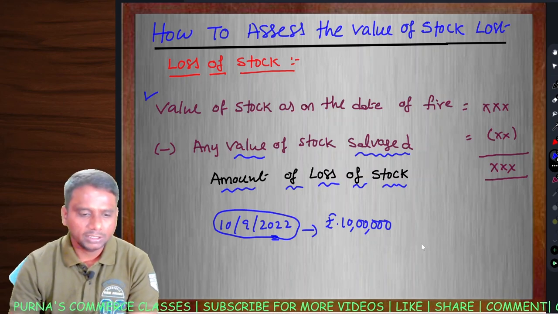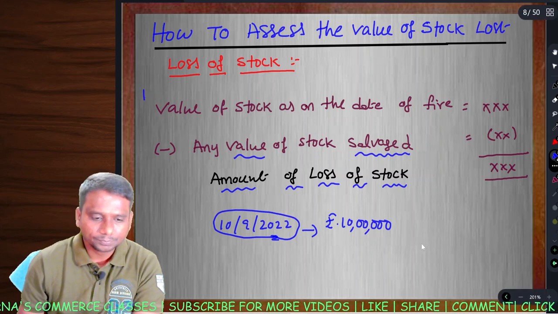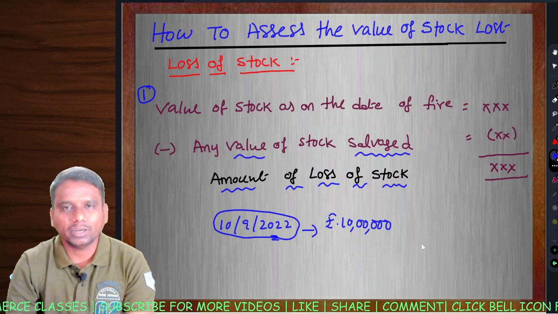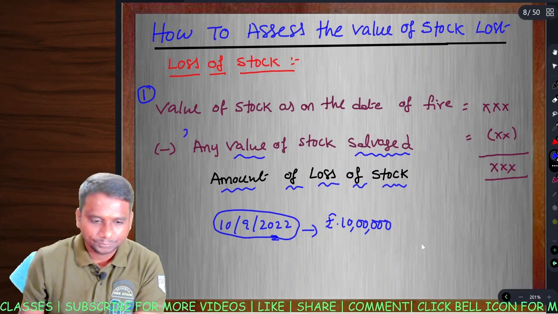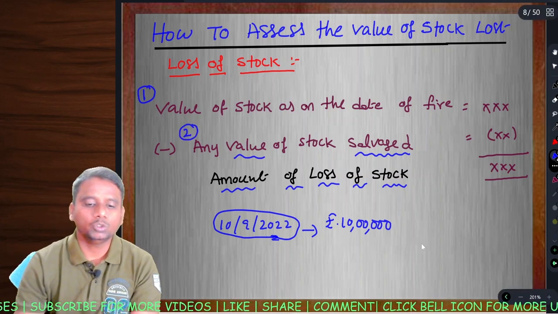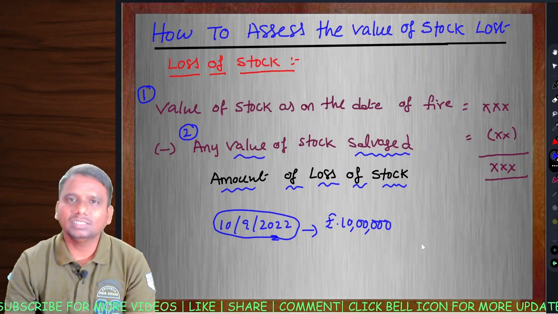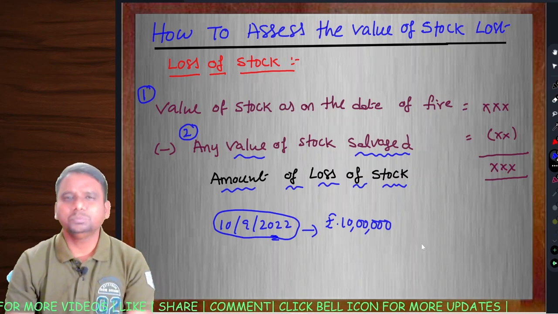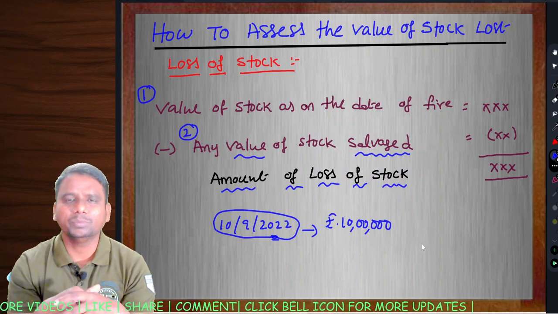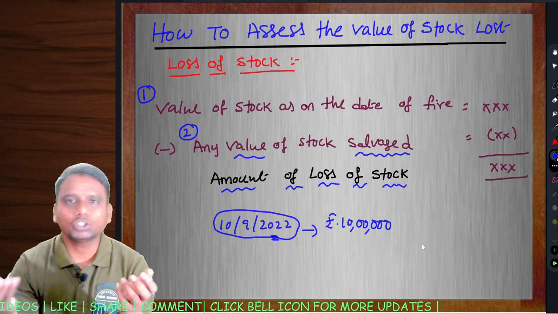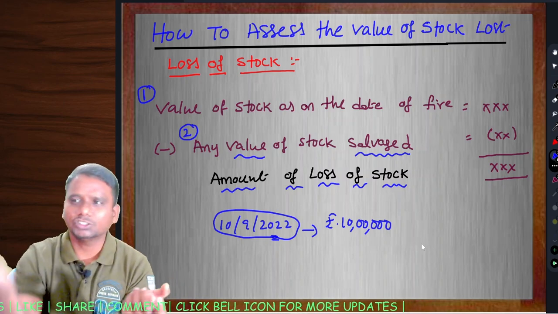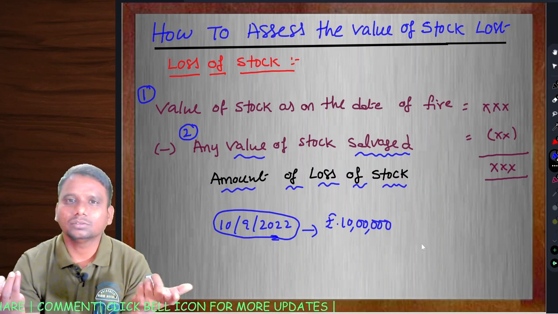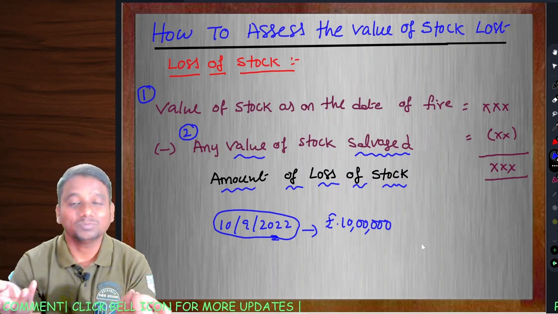Clear, everybody? Here two things are important. First thing is the amount of goods in our godown as on the date of fire. Second thing is any value of stock salvaged. The second thing is easy. Why? After the fire occurred, we simply visit the premises and see whether any stock is salvaged or not. If you cannot find anything, that means stock salvaged is zero. Simple.